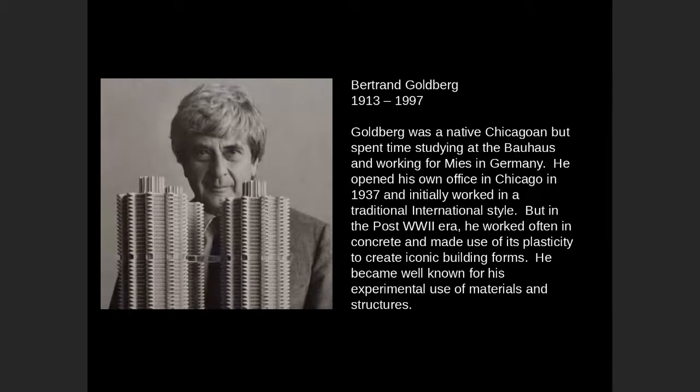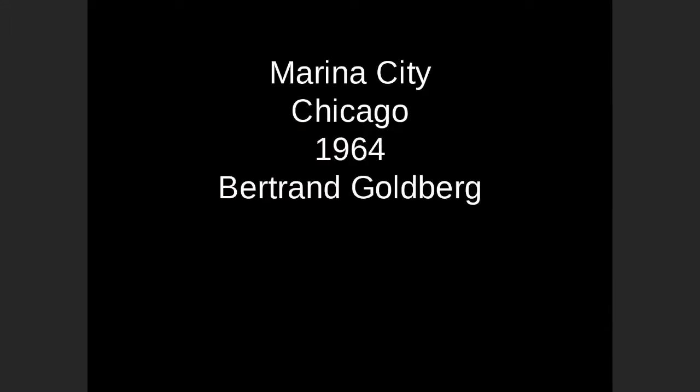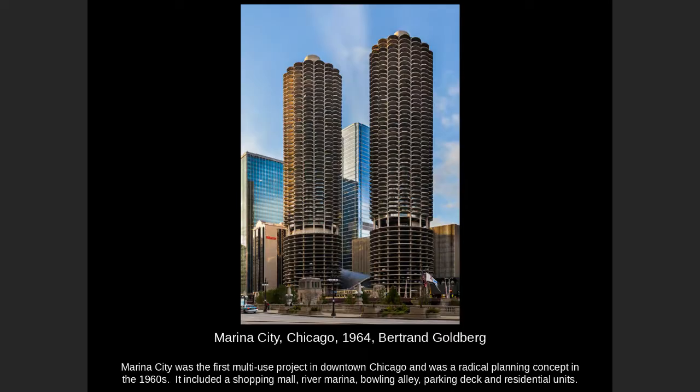But by the 1960s, he began to think, we could do something a little different, maybe something better. And he really started working in a more expressionist way. He started working more with concrete and using the plasticity of concrete to express architecture more creatively than he felt that the Miesian aesthetic was. And one of the great pieces that comes out of that philosophy is Marina City from 1964.